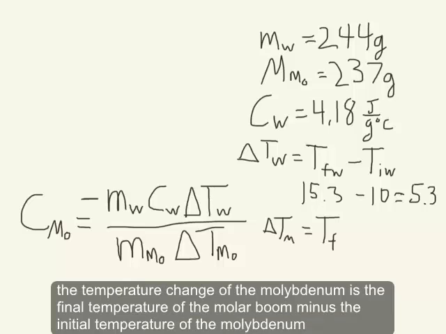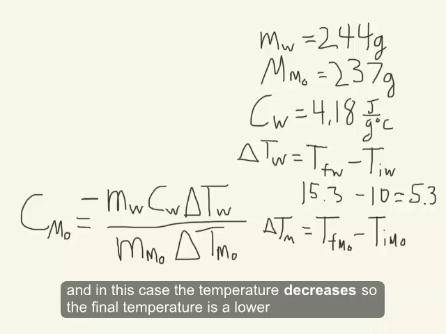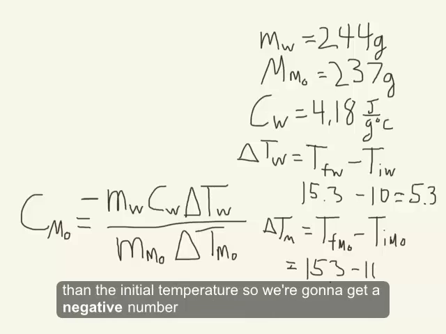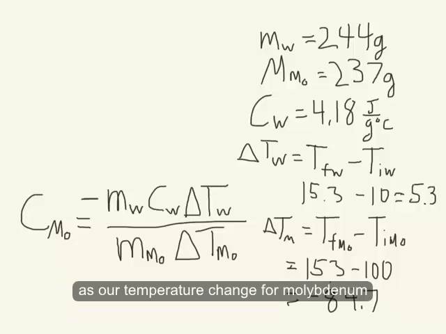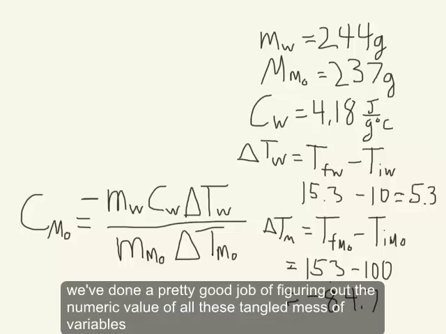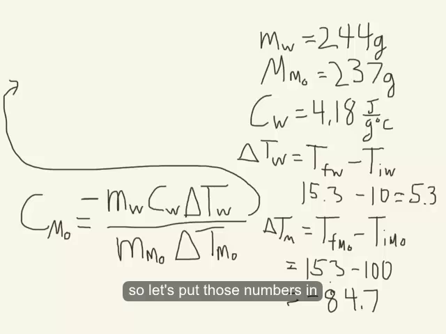The temperature change of the molybdenum is the final temperature of the molybdenum minus the initial temperature of the molybdenum. In this case, the temperature decreases, so the final temperature is lower than the initial temperature. So we're going to get a negative number as our temperature change for molybdenum. We have done a pretty good job of figuring out the numeric value of all these tangled mess of variables. So let's put those numbers in.